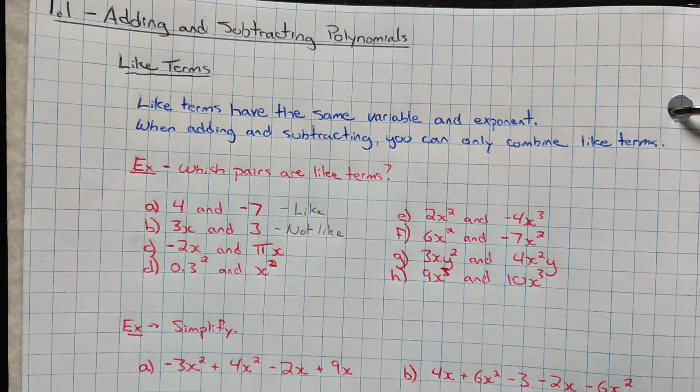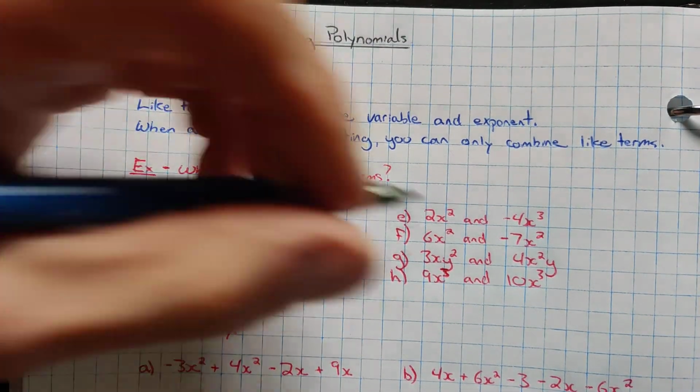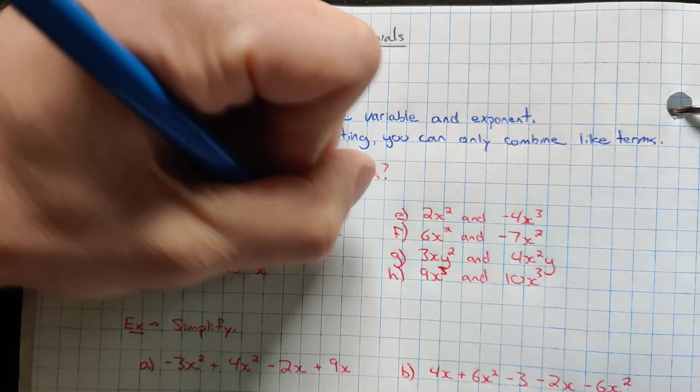In C, negative 2x and pi x. Negative 2 and pi are both numbers. They are not variables. Pi is a number. So negative 2x and pi x both have a number in front, and they both have a variable of x. Same power on the variable, it's just a plain old x, or x to the power of 1 technically. And in both cases, these would then be like terms.